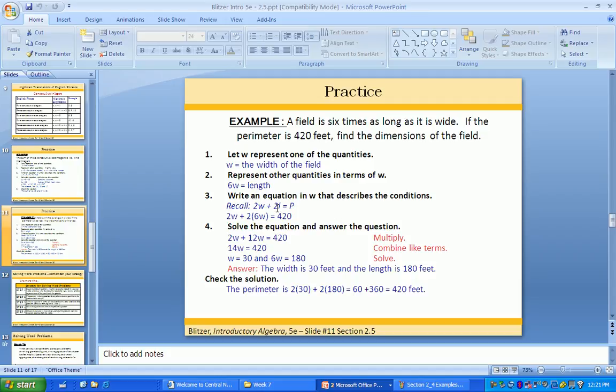So the width of our field is equal to 30 feet. Now if we were to go ahead and find the length, we know the length is 6 times our width, so our length is equal to 180. So the dimensions of our field are going to be 30 feet by 180 feet. And that makes sense, right?